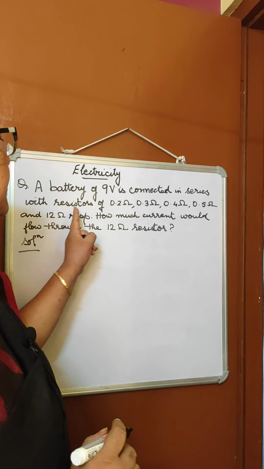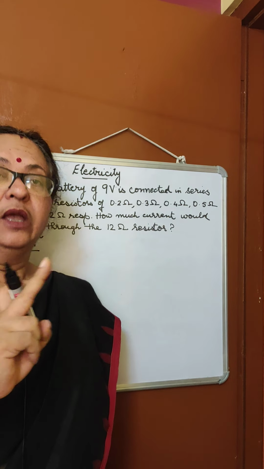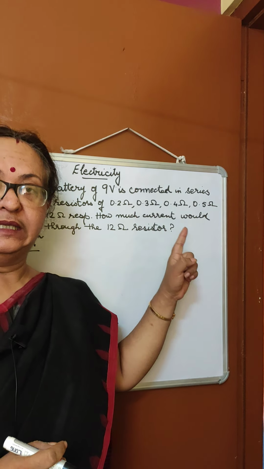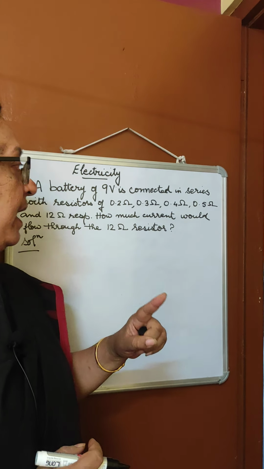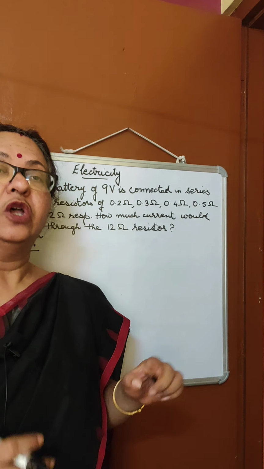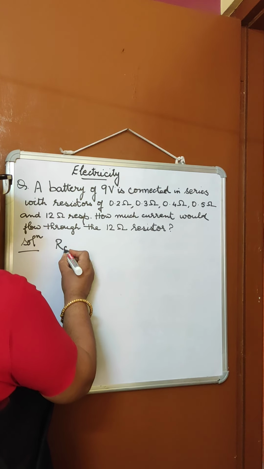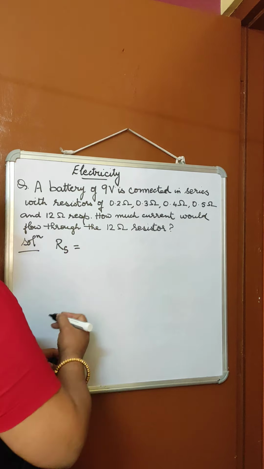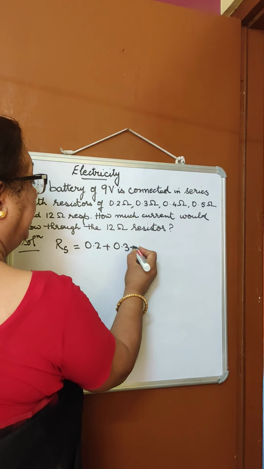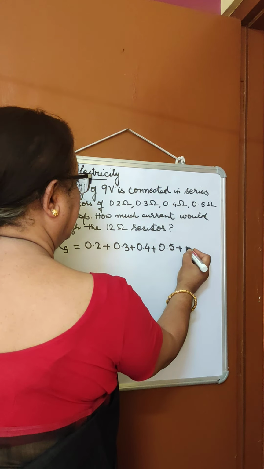Now all the resistors are connected in series, and if you remember, there is only one path for the current to flow. Since the resistors are connected in series, the same current will pass through all the resistors, since there is only one path for the current to flow. So we first find the equivalent resistance. Since they are connected in series, it will be 0.2 plus 0.3 plus 0.4 plus 0.5 plus 12.